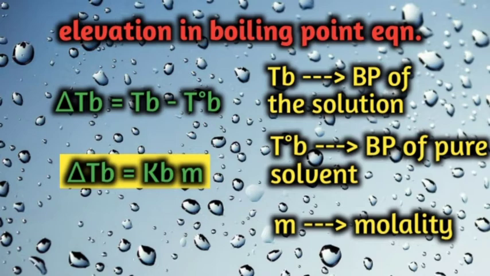And delta Tb, that is elevation in boiling point, is equal to Kb into m, where m is the molality, that concentration term, and Kb is the proportionality constant, which depends on the solution taken. From this topic, most probably the question will be like calculate delta Tb, in which they will give Kb also. The only tricky part is to calculate the molality, which we taught in the first video, the concentration term. If you're thorough on this, then this will be very clear and scoring part for you.